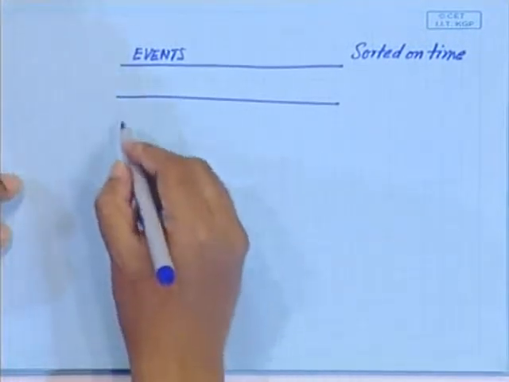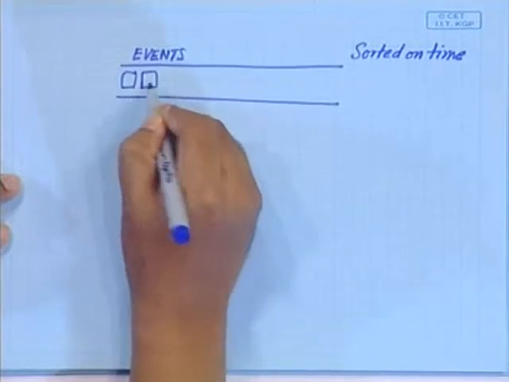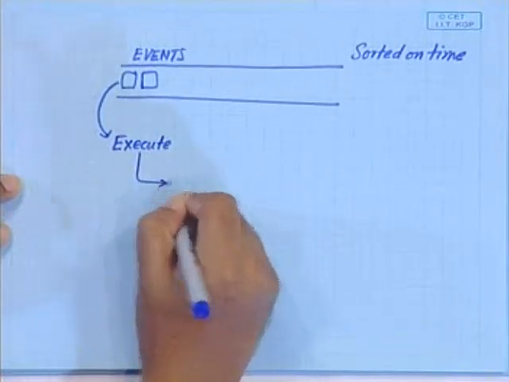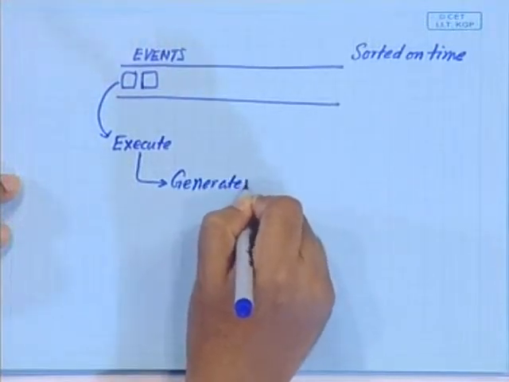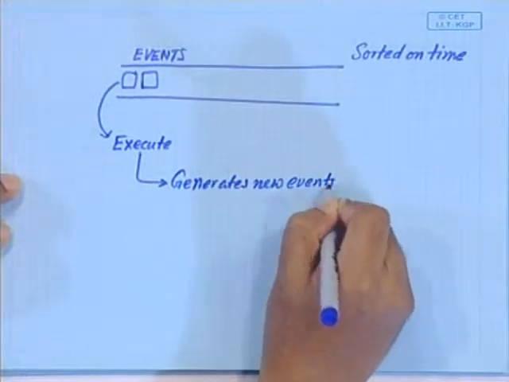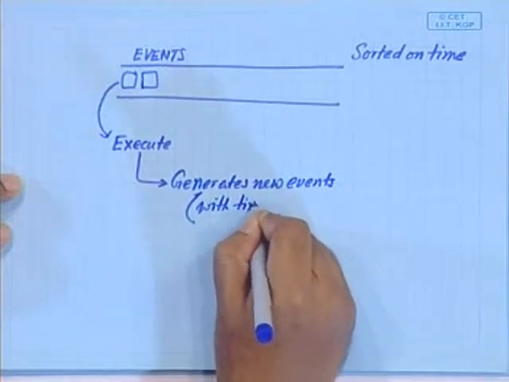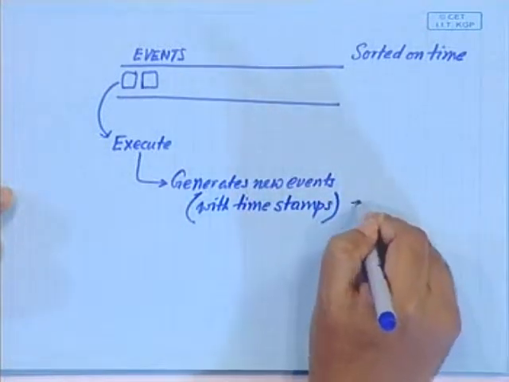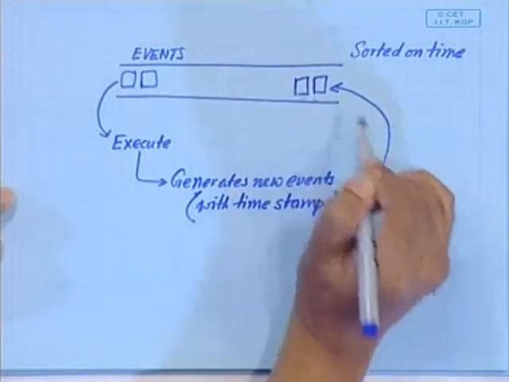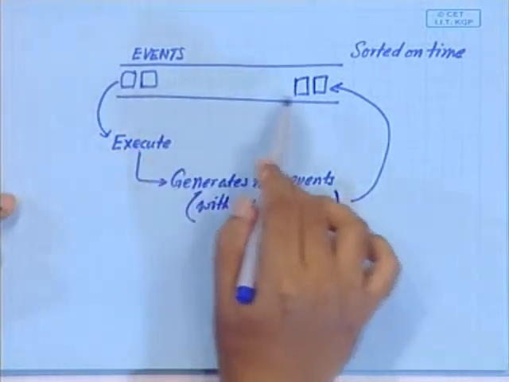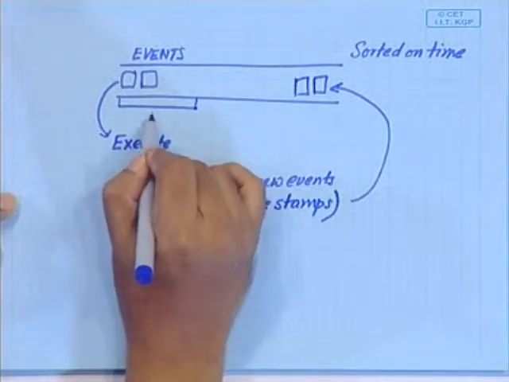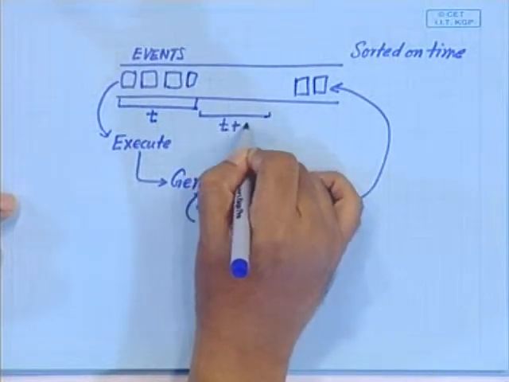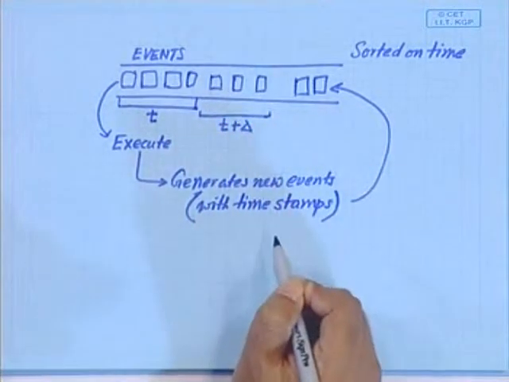Now, what we do is we take out events from this list, then execute those events, which in turn generates new events with timestamps, and then these events are again pushed back into the event queue. And these events are sorted on time. So you might see that for one value of time t, there can be one set of events, then for another value of some t plus delta, there is another set of events, and so on.